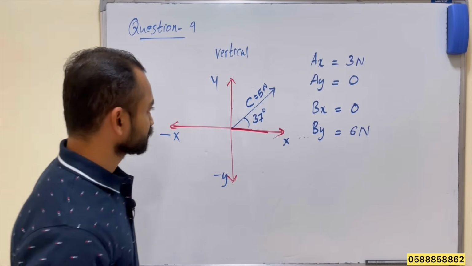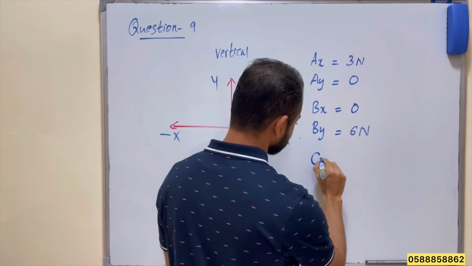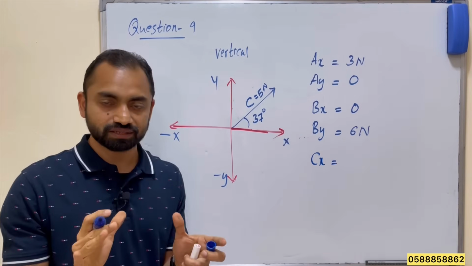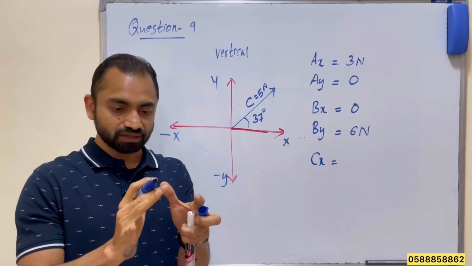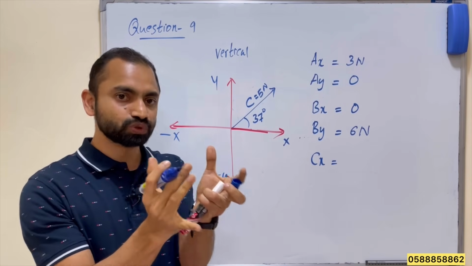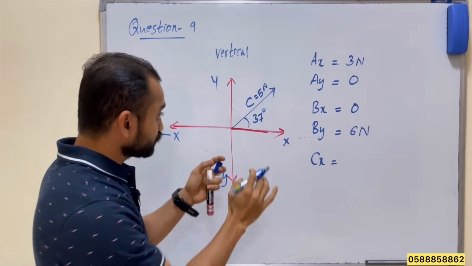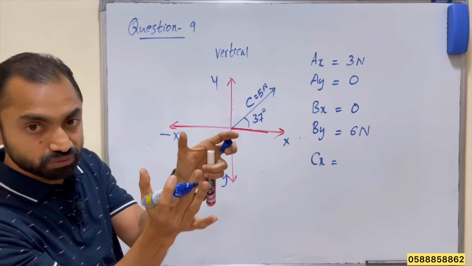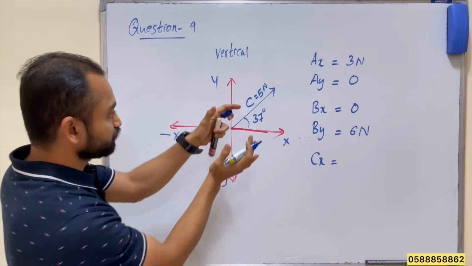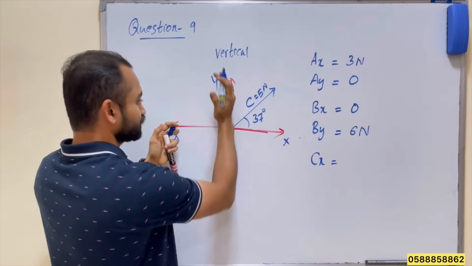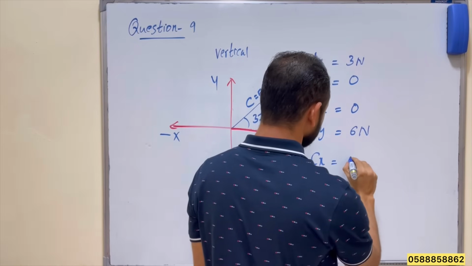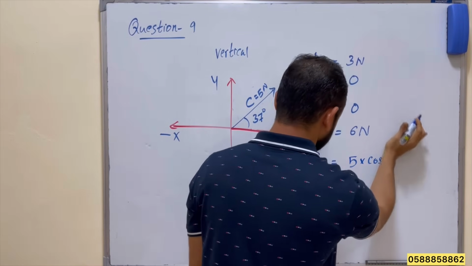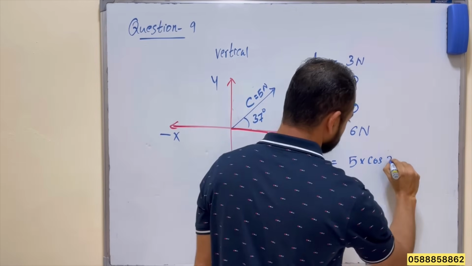So what is its x component? Cx. We cannot say 5 Newton, because the 5 Newton means x and y components together. So if we divide, that means resolve, right? If we do vector resolution, resolving the vector, dividing the vector into its x component and y component, Cx is equal to 5 multiplied by cos theta. So theta is this angle, okay, that is 37, right?